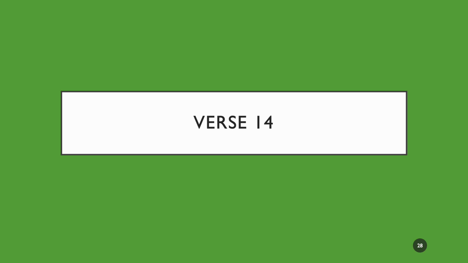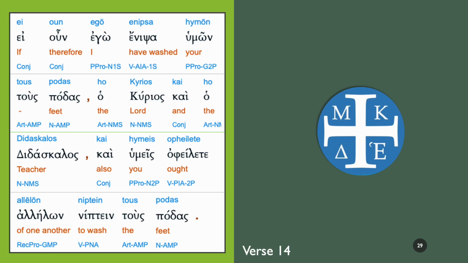Let's move on to verse 14. Ei oun egō enipsa humōn tous podas, if therefore I have washed your feet, ho kyrios kai ho didaskalos, the teacher and the Lord, kai humeis opheilete allēlōn niptein tous podas. Also then you ought to wash one another's feet.